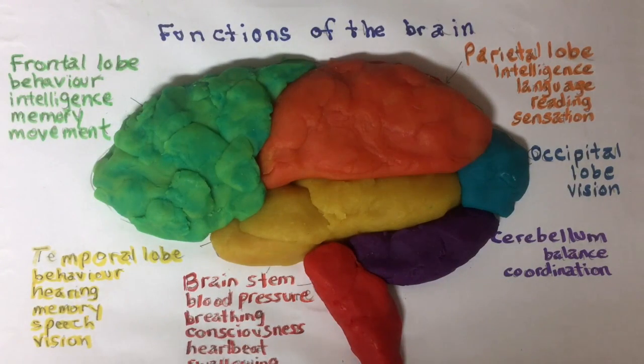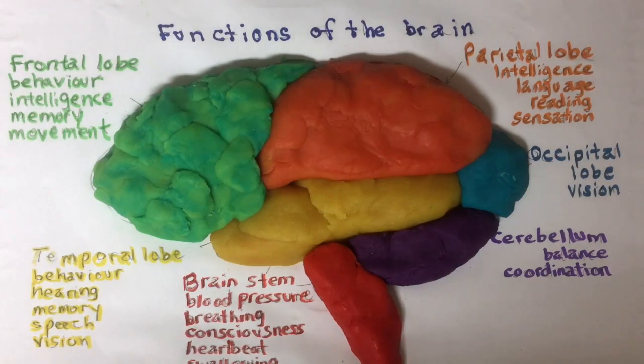Then you have the temporal lobe, which is yellow, and it revolves around hearing and selective listening. So it basically receives sensory information like speech and sound from the ears.